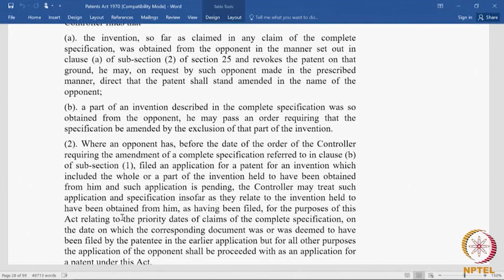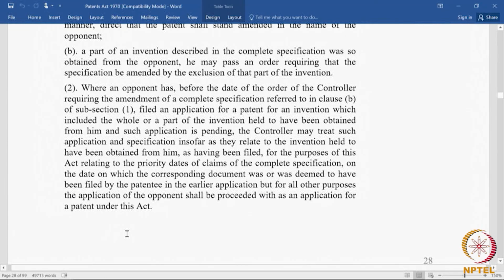So, the controller will come to this conclusion after understanding the details of the case. If after hearing the parties, the controller feels that not the entire invention is wrongfully obtained, only a part which is in, say, claims 5 and 6, for instance, 5 and 6 alone cover what the opponent claims to be his. Now, there is no provision for transferring 5 and 6 alone to another person. So, the controller will strike off 5 and 6 and grant the patent with the remaining claims, if it is proved that the remaining claims were not wrongfully obtained. So, that is what 1b tells us.